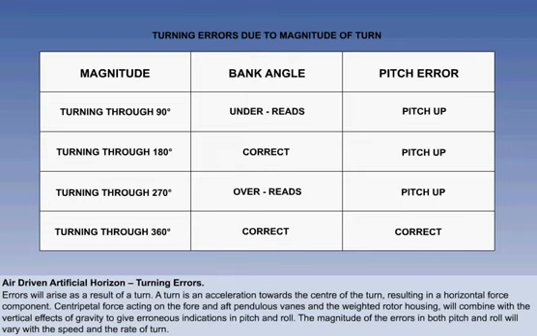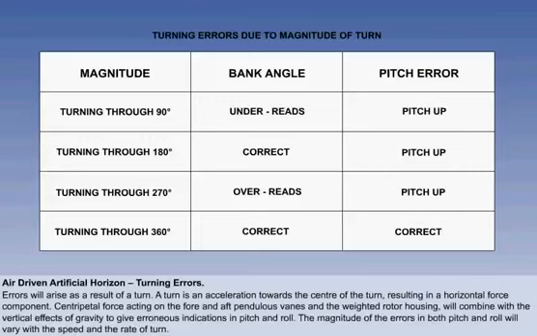To summarize turning error then, any error effect will depend on the magnitude of the turn, and the magnitude of the error will depend on the speed and rate of turn. The error will apply equally to a turn in either direction.